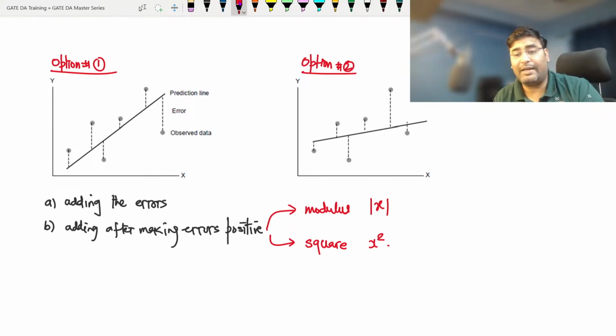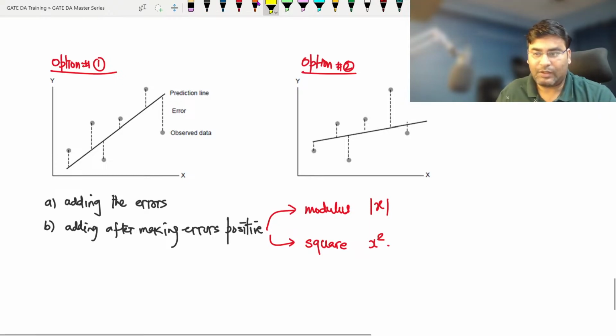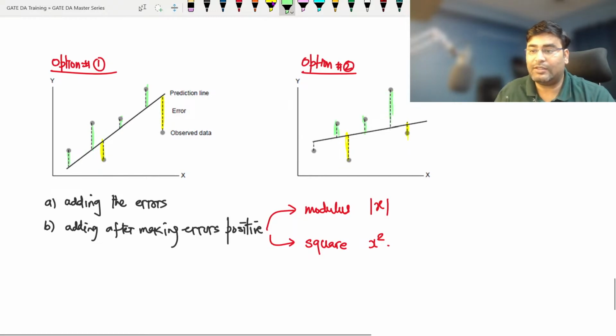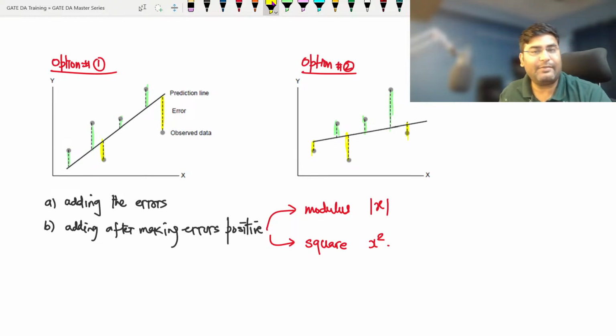Now, if you try to do the addition of the error, what will happen? The errors which are positive, these ones, will cancel the negative errors. You agree? Same is true here as well. These are the negative errors, and that will cancel the positive errors. All the greens are the positive and the yellows are the negative, guys. You agree with me? Come on, keep chatting. My eyes are on the chat. If you have any question, any doubt, I can quickly look and answer.